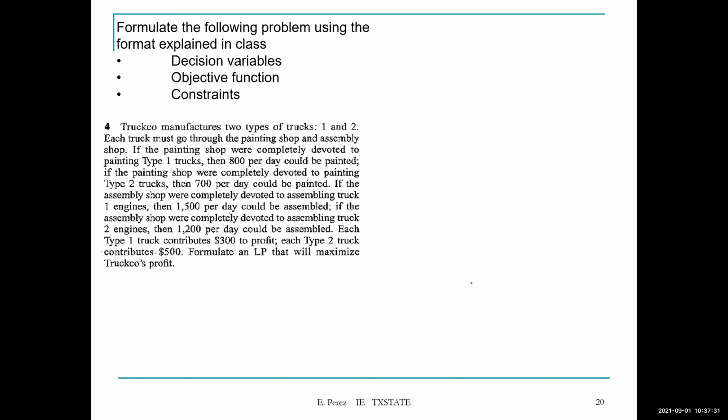So I'm gonna give you 5 minutes to try to at least formulate the decision variables and the objective function. It should be simple. If you understood the previous example, it's basically the same idea. The constraints are a little bit more challenging, so we can do those together. Remember, every time you formulate a linear programming model, you have three components: the decision variables, the objective function, and the constraints.